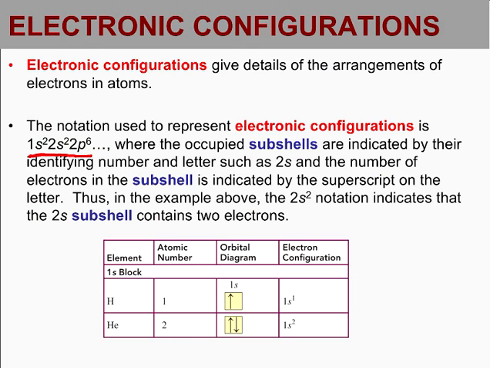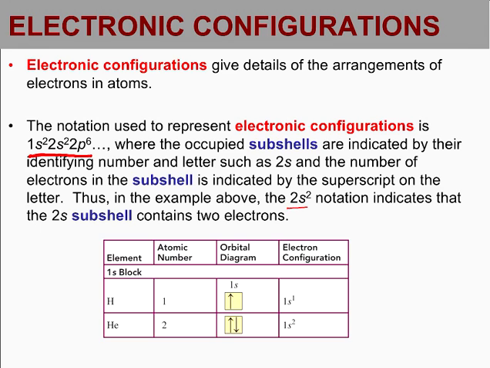So the occupied subshells are indicated by their number and letter, such as 2s, and then the number of electrons in the subshell is indicated by the superscript on the letter. So for instance, if we say 2s2, that means that we have 2 electrons in a 2s subshell.